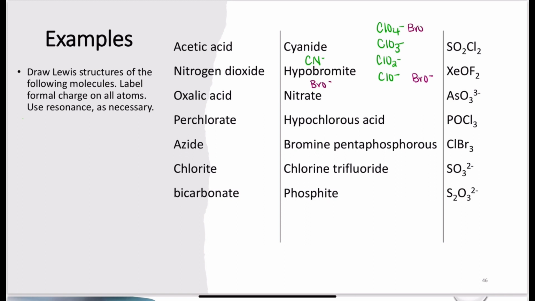This would be perbromate, bromate, bromite, and then hypobromite is BrO minus. We've got 1 bromine, 7 valence electrons, 1 oxygen, 6 valence electrons, plus 1 extra for the negative charge on the ion. 7 plus 6 plus 1, overall 14 valence electrons.